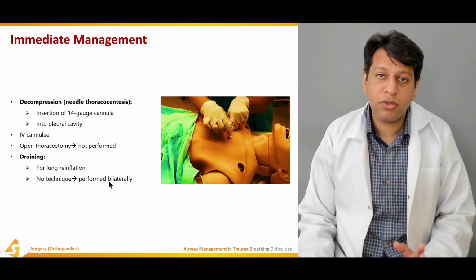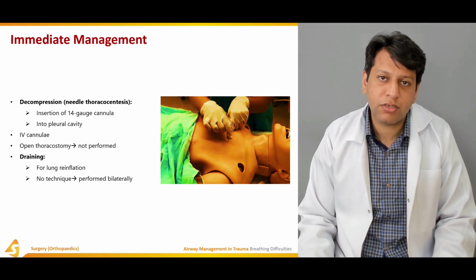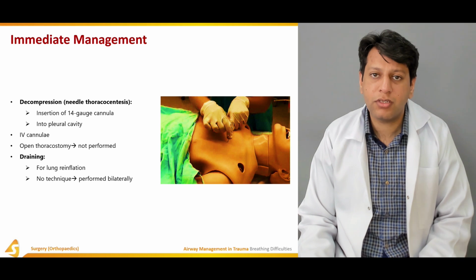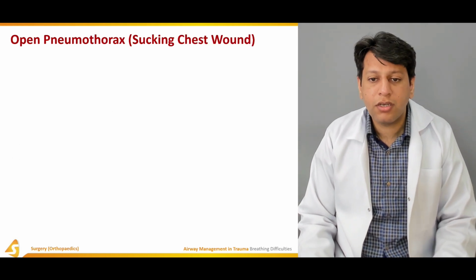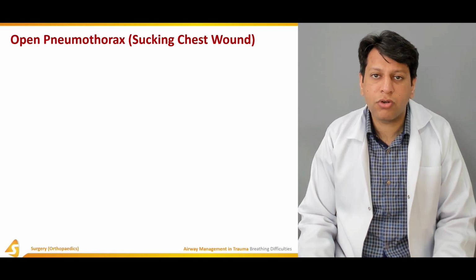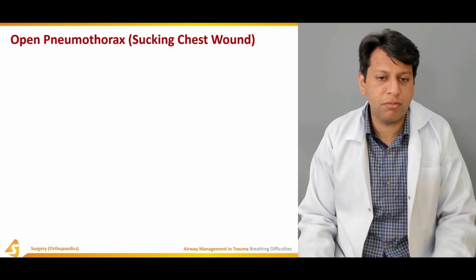This is important because if the problem is on one side, we cannot pass it on the other side. We have to first recognize where the site is, and then we pass the chest drain in the fifth intercostal space. Passing of the chest tube is the definitive management for tension pneumothorax.